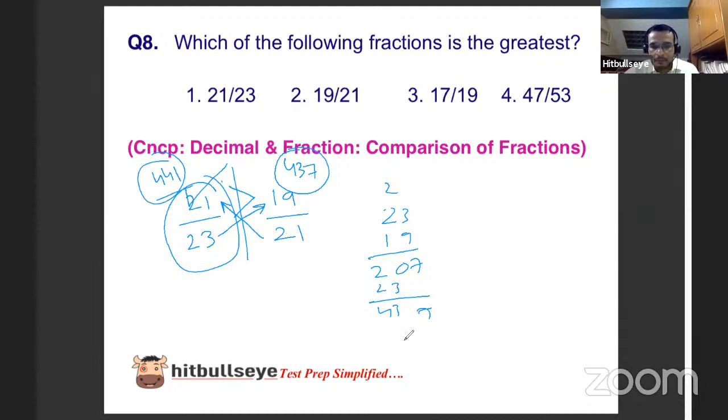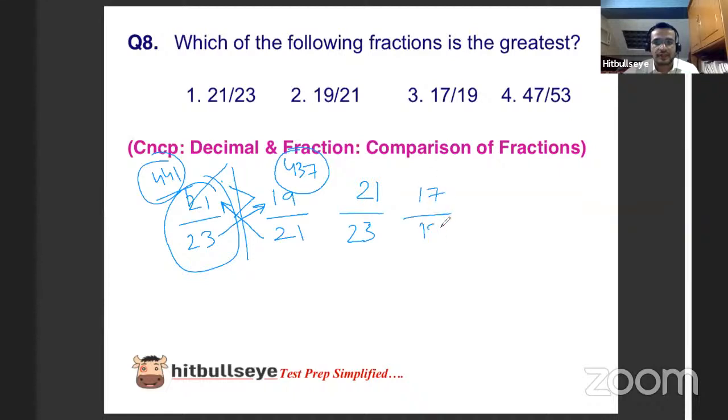Clear? This is how we compare the fractions. So out of the first two options, I know that the first one has a higher value. Now I'm left with two more options. 21 by 23 I'll take again, and I'll take the third option, which is 17 by 19. I'll do the same thing, cross multiply and see what values come. 21 into 19 is how much? 399. I'll write down the number on top.